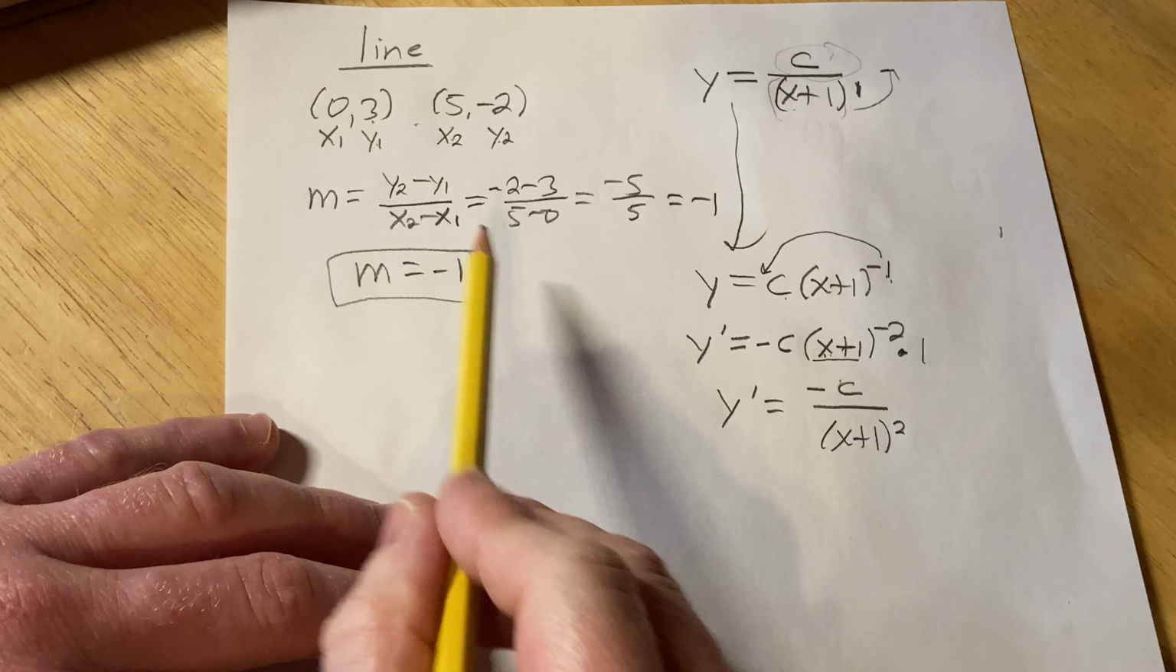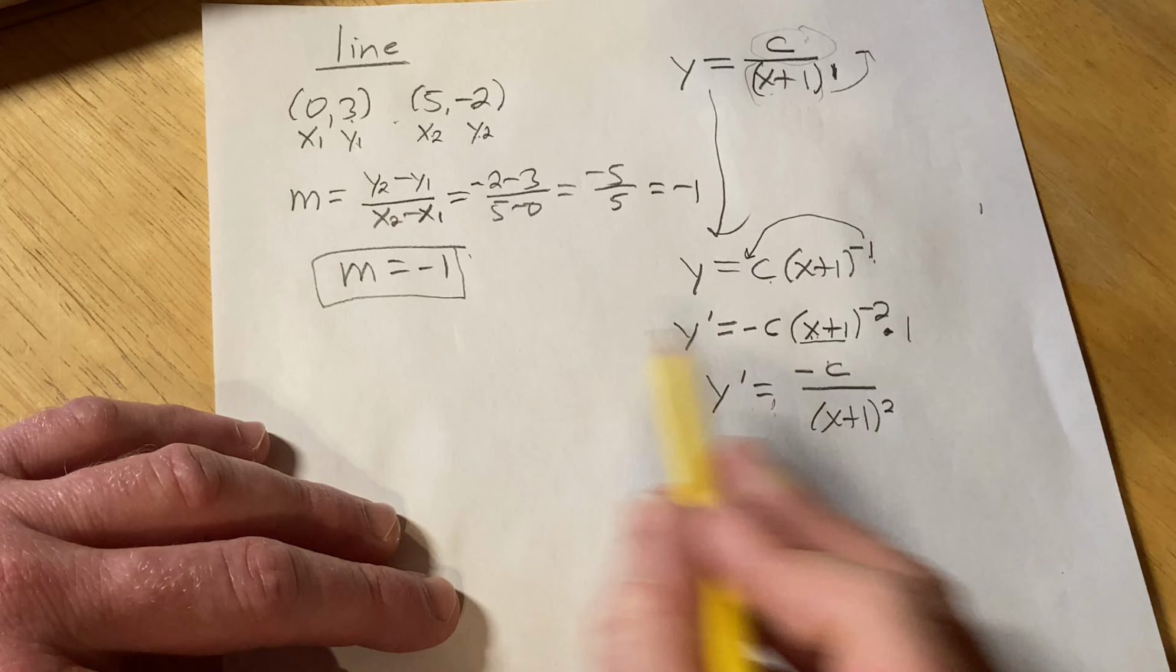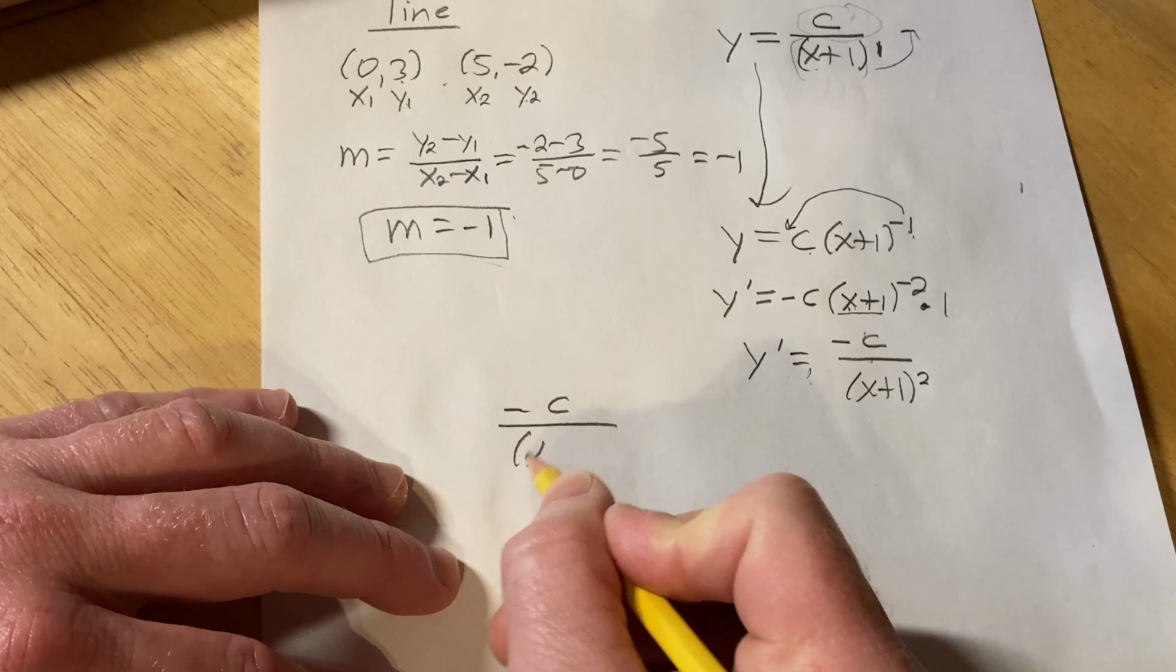All right, so now we know that this is the slope of the function. So we want this to be equal to -1. So let's take this and set it equal to -1. So you have -c over x plus 1 squared.